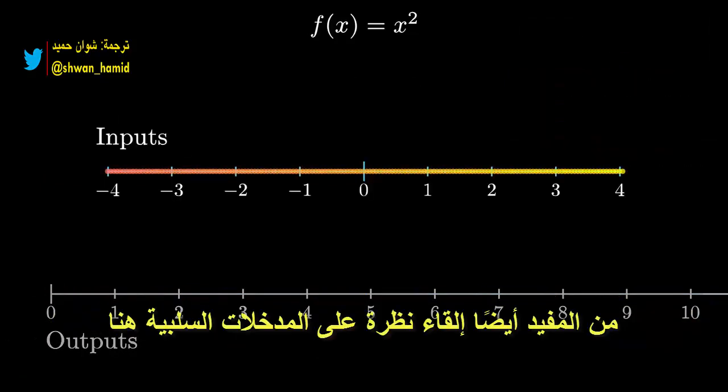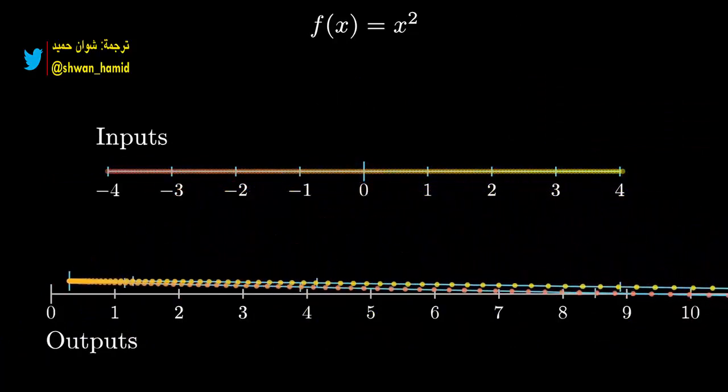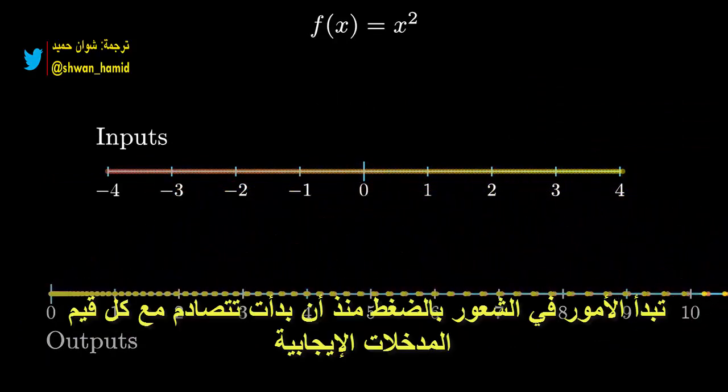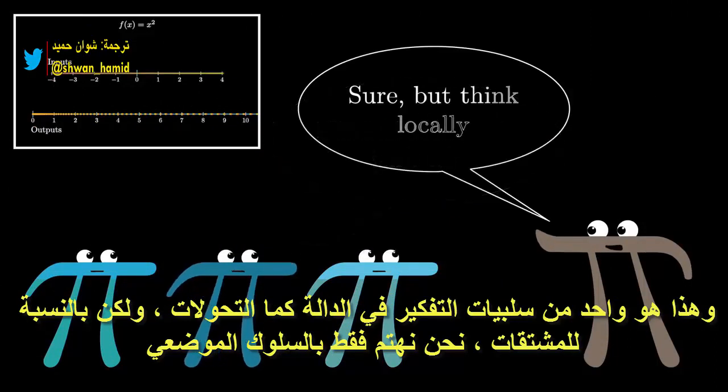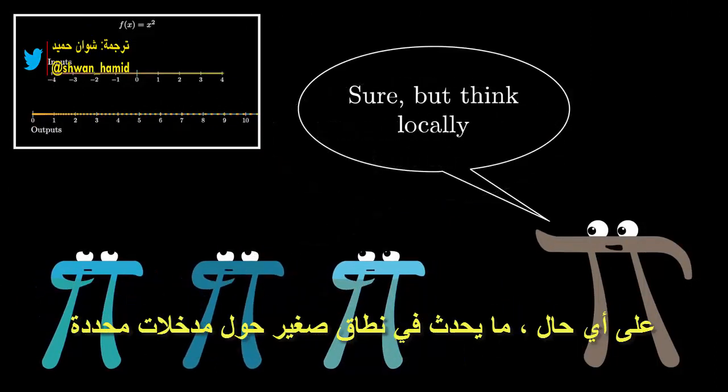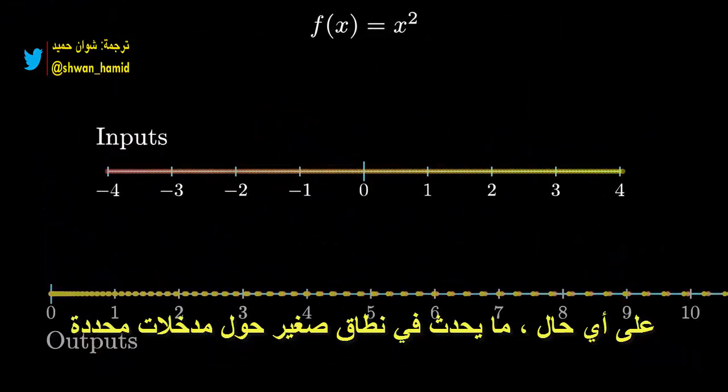It's also instructive to take a look at the negative inputs here. Things start to feel a little cramped since they collide with where all the positive input values go. And this is one of the downsides of thinking of functions as transformations. But for derivatives, we only really care about the local behavior anyway. What happens in a small range around a given input.